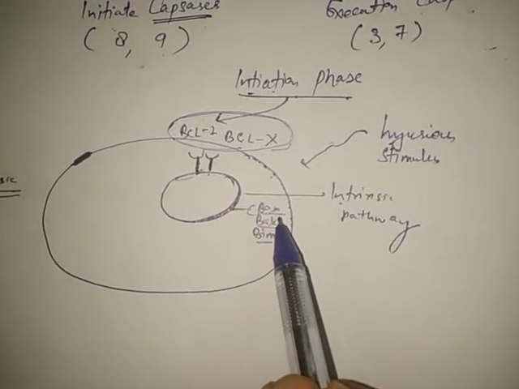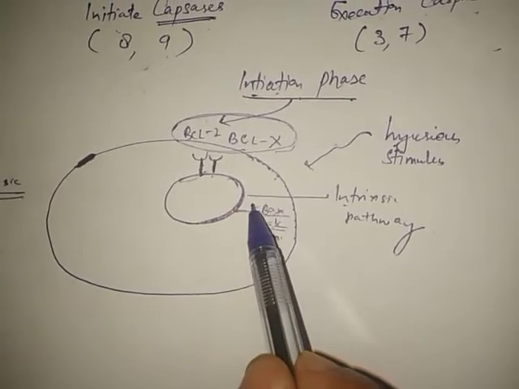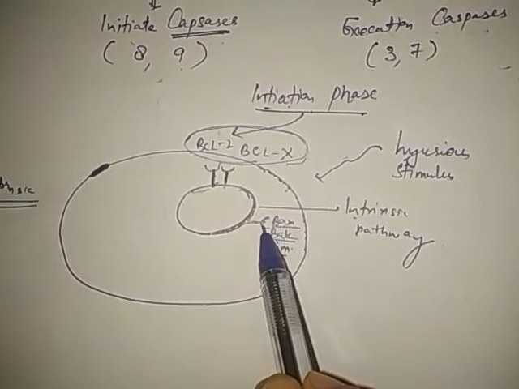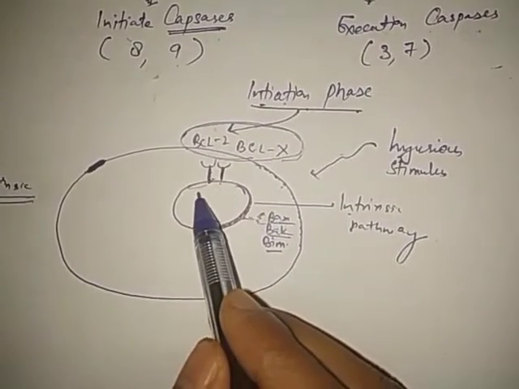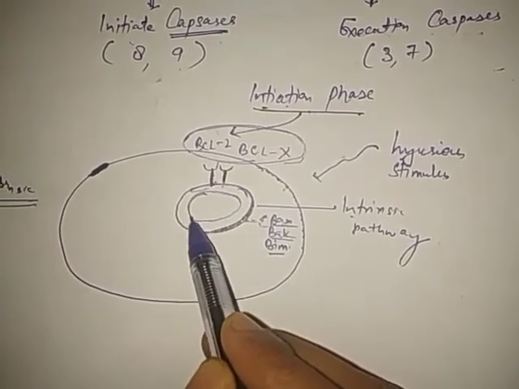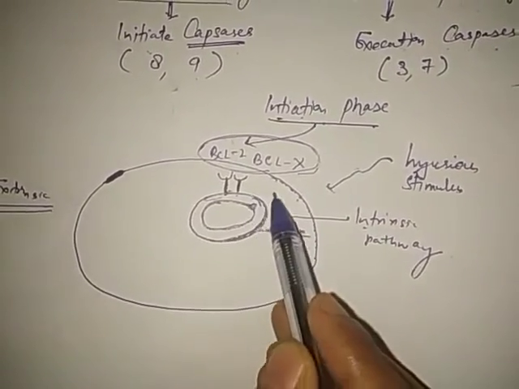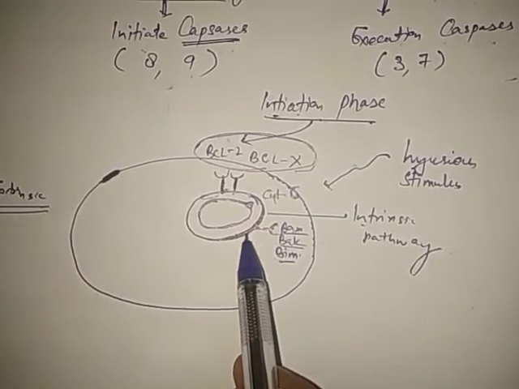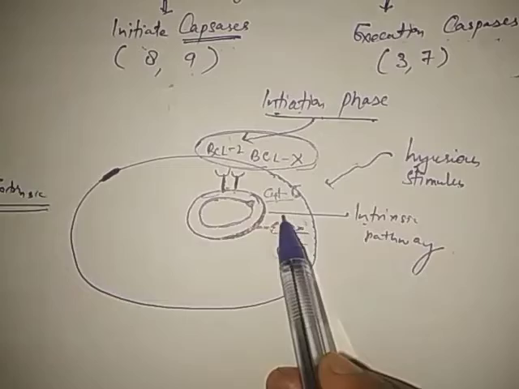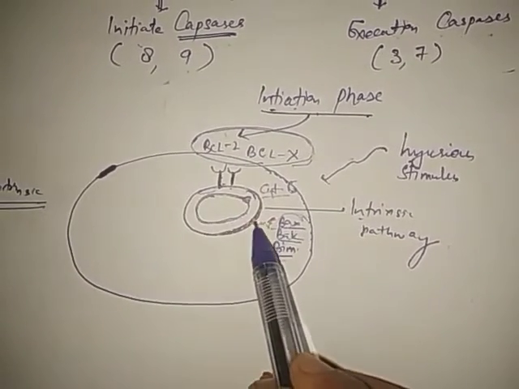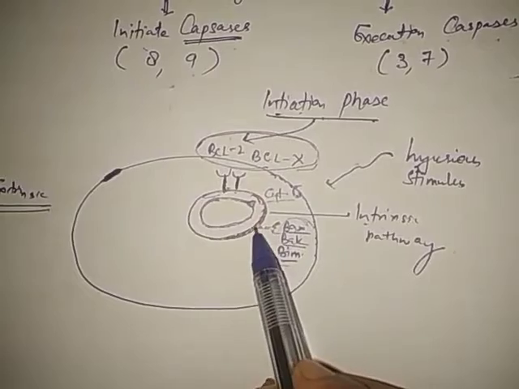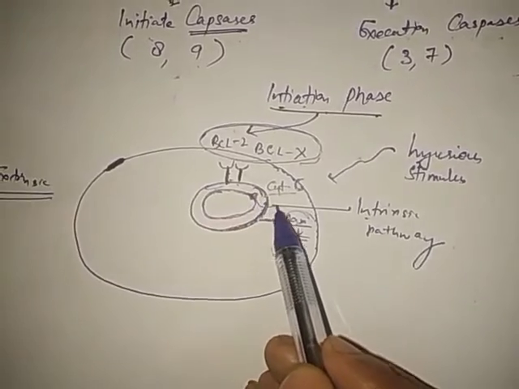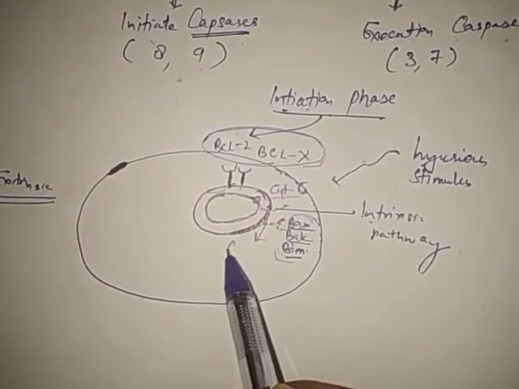These are also called BH3 proteins, and they attach to the mitochondrial outer membrane. On the inner mitochondrial membrane there is cytochrome C. Okay, this is cytochrome C. When these pro-apoptotic proteins attach to the outer membrane, they induce holes in the outer membrane, and the cytochrome C leaks out from the mitochondrial membrane to the outside and reaches the cytoplasm.